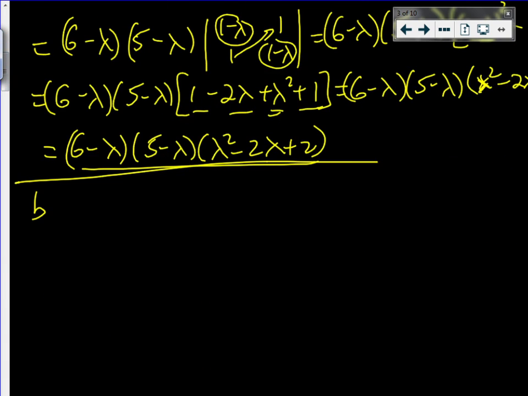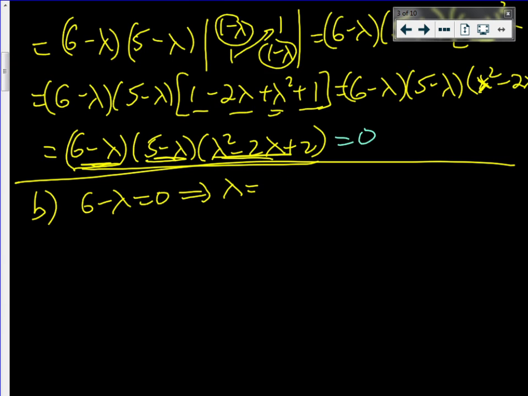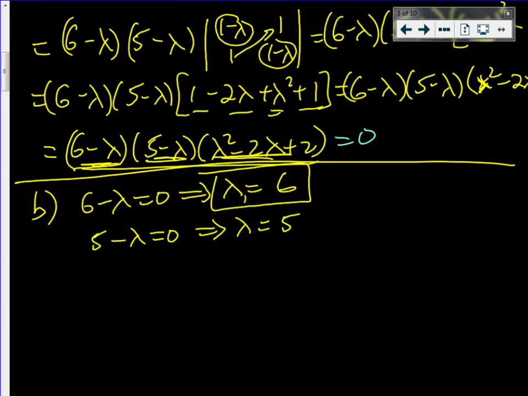Part B is here. Part B says determine the eigenvalues. So remember, this was equal to 0. So the eigenvalues are what makes each of these factors equal to 0. 6 minus lambda equals 0 implies lambda is 6. I'll call that lambda 1, the first one. 5 take away lambda is 0. That implies that lambda is 5. 5 take away 5 is 0, so we'll call that lambda 2.